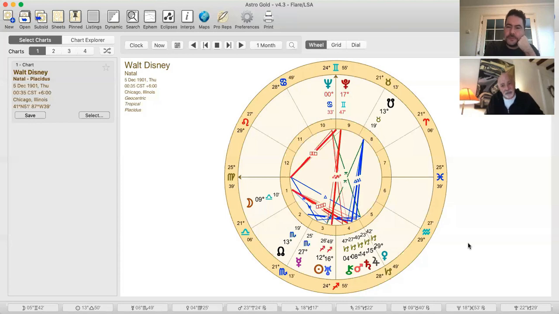What saved him was his brother, Roy. He was the financial mastermind. And after the first bankruptcy, he got Walt together and really started to know how to make money with him. There you see the emphasis in the third house. Not only is the sun there, but also Mercury. Mercury, the ruler of his Virgo rising, therefore the ruler of the chart, is down there in the third house, but it is also the ruler of the midheaven.